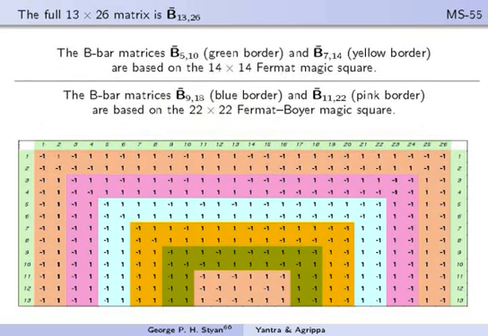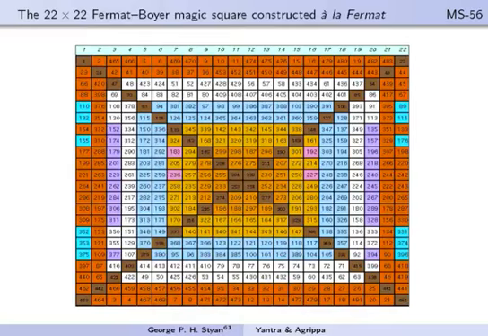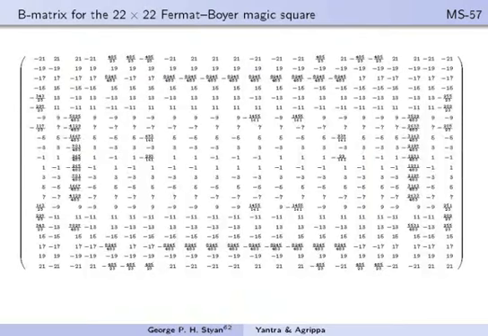The B-bar matrices B-bar 5,10 and B-bar 7,14 are based on the 14 by 14 Fermat magic square. The B-bar matrices B-bar 9,18 and 11,22 are based on the 22 by 22 Fermat-Boyer magic square. And here it is, the beautiful 22 by 22 Fermat-Boyer magic square constructed by Christian Boyer, specially for us, à la Fermat. The B-bar matrix for the Fermat-Boyer matrix, as you can see now, is not smooth.